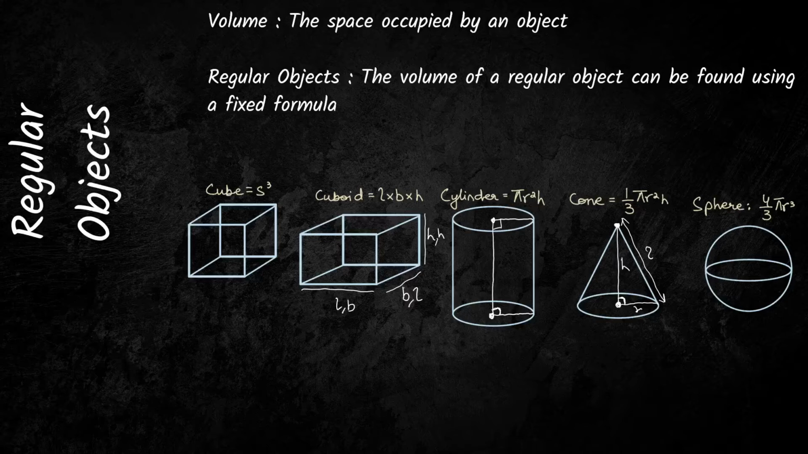Then you've got a sphere. The volume for a sphere is 4/3 pi r cubed, where r is any length in any direction from the center of the sphere. So these right here are certain formulas that you can use to figure out the volume of regular objects. So after having talked about regular objects, we are now going to talk about irregular objects.